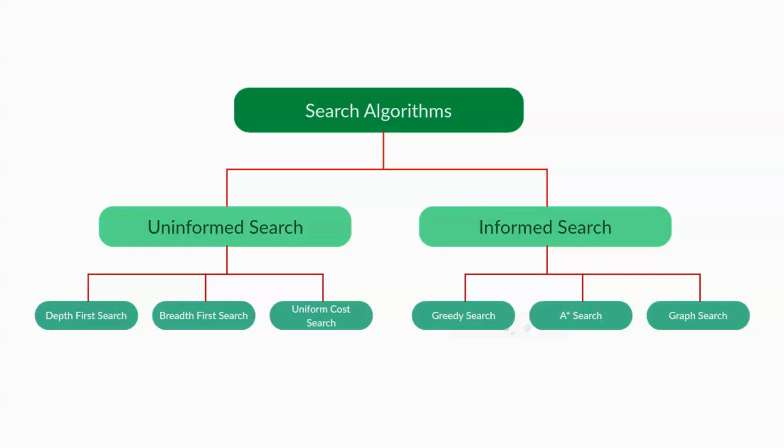Informed search is where the algorithms use heuristic information, like a rule of thumb or an educated guess, to guide their search towards the goal. Efficient examples include A* search and greedy best-first search.